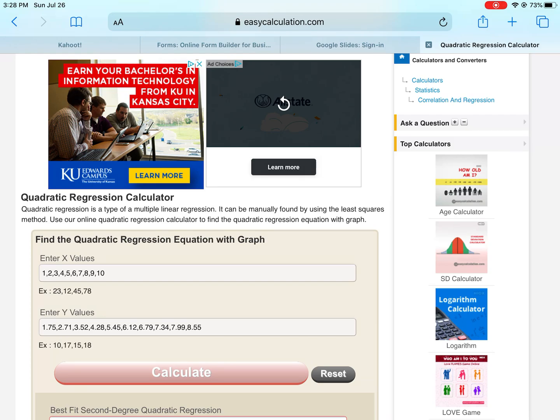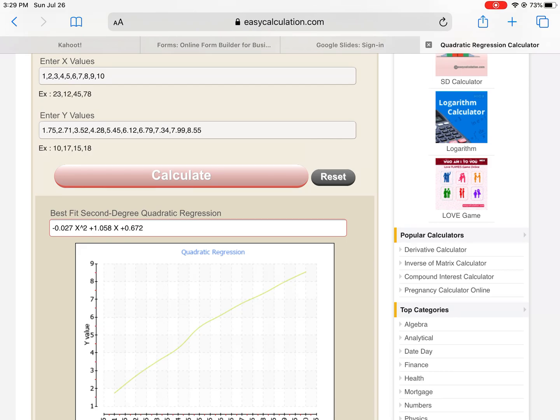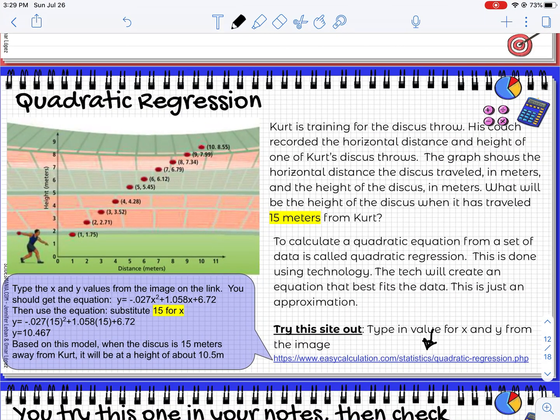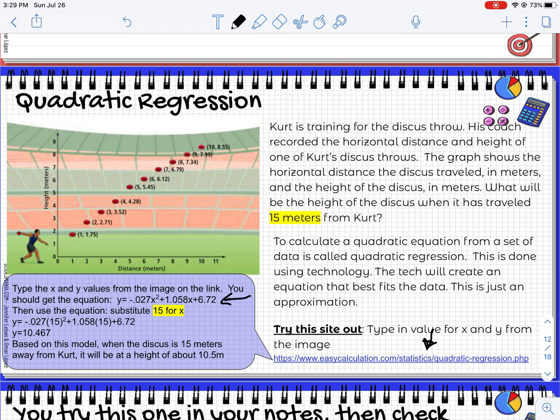Once you got all of the data in there, you just click the word calculate and it pops up your equation. So notice it's in standard form. You'd have negative 0.027x squared plus 1.058x plus 0.672. So you would jot that equation down, and you can kind of see your A, B, and your C values from that. So over here, this is my equation that I got off the website by just typing in my numbers.